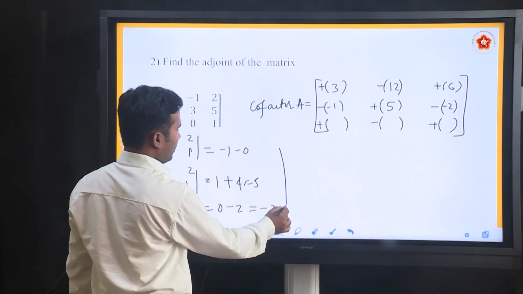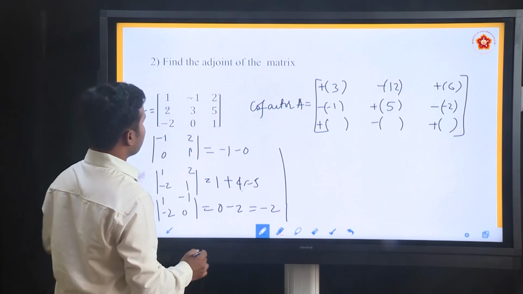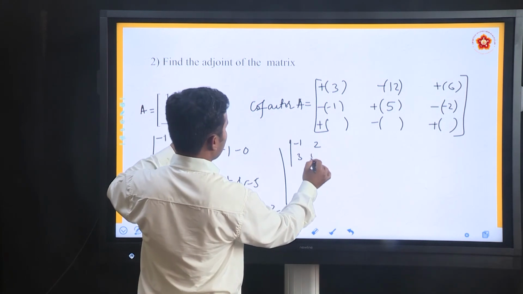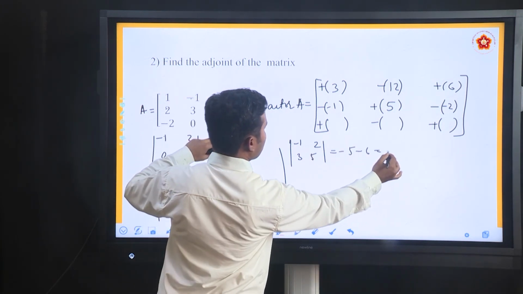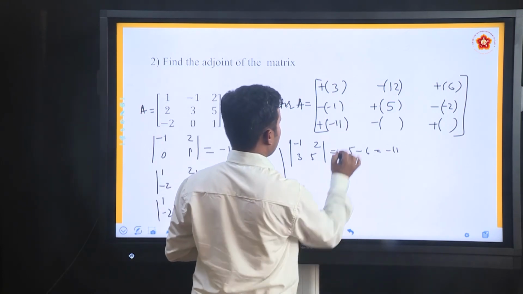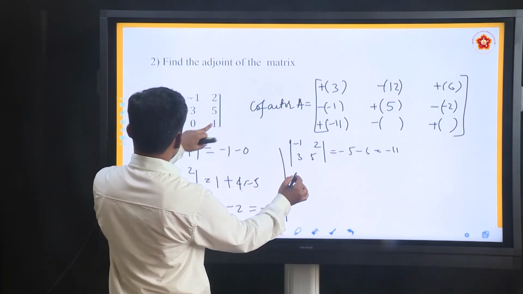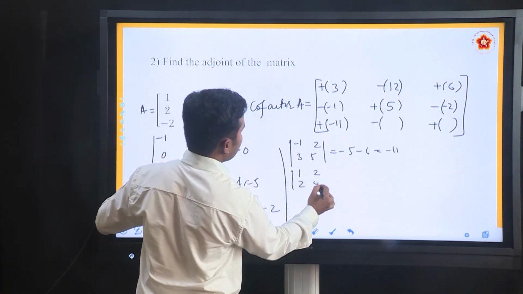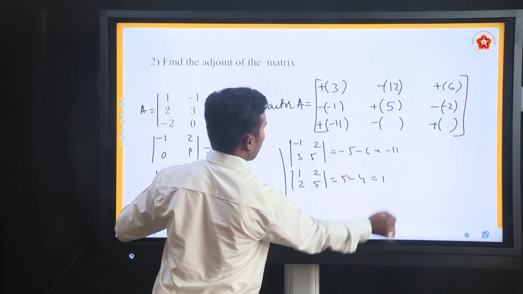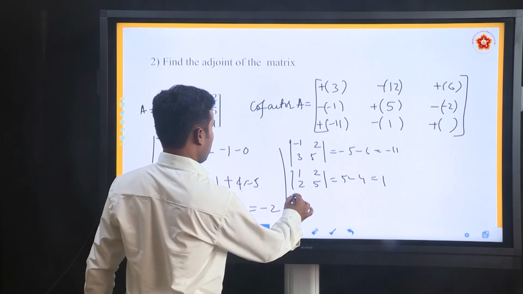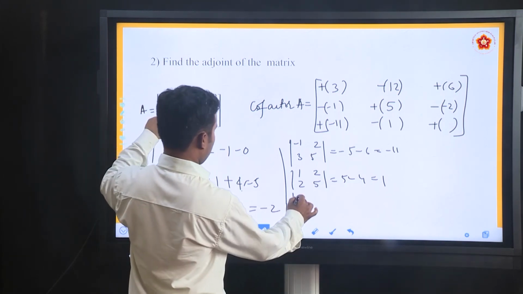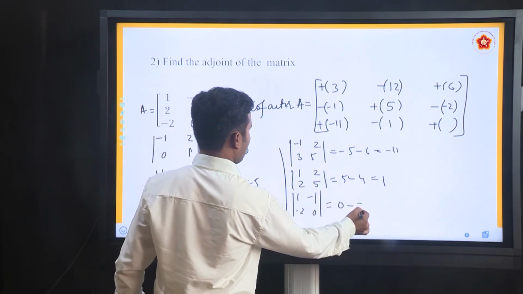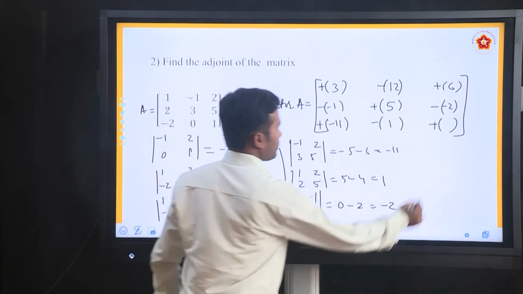Okay. Similarly, the third row also you can find, by deleting the first column, third row. You take the determinant of minus 1 2, 3 5. What is this? Minus 5 minus 6, minus 11. Next, second column, third row: 1 2, 2 5. So 5 minus 4 is 1. Okay. Next, third row, third column: 1 minus 1, minus 2 0. So 0 minus 2, minus 2.